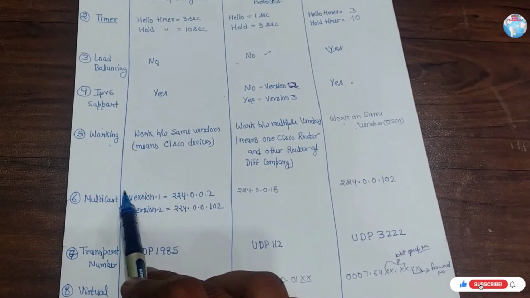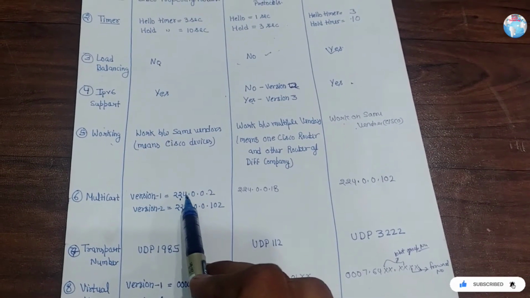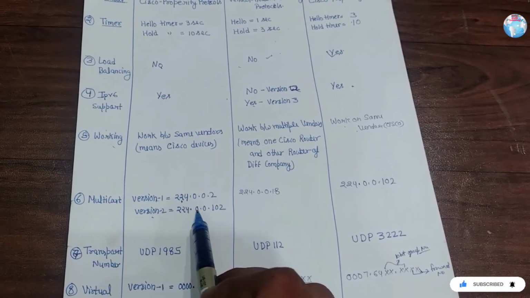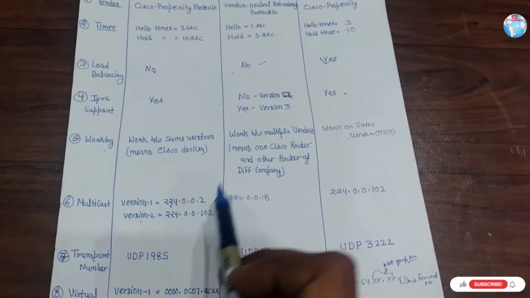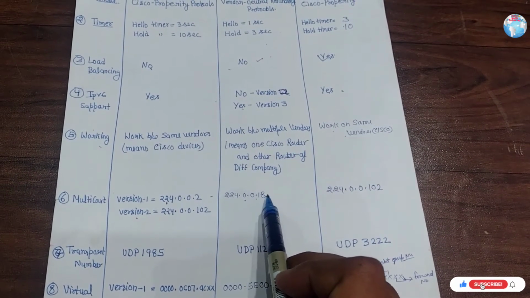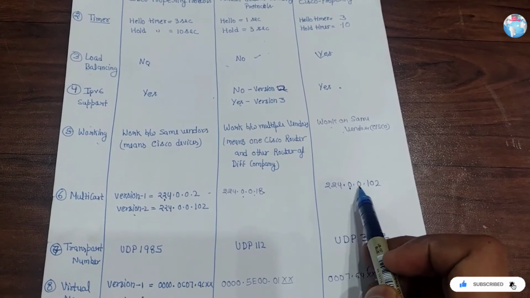Sixth difference is multicast. HSRP multicast IP in version 1 is 224.0.0.2 and version 2 multicast IP is 224.0.0.102. In VRRP multicast IP is 224.0.0.18. In GLBP multicast IP is 224.0.0.102.